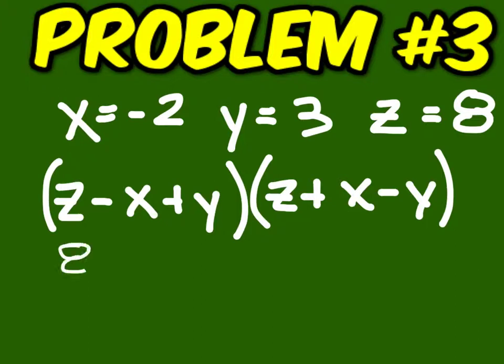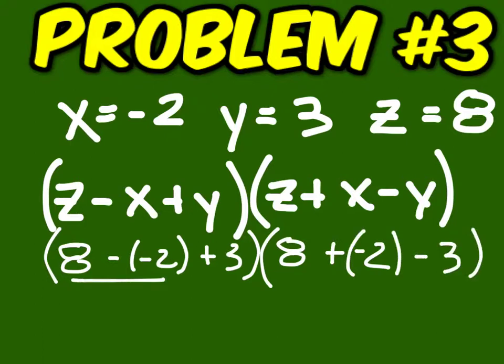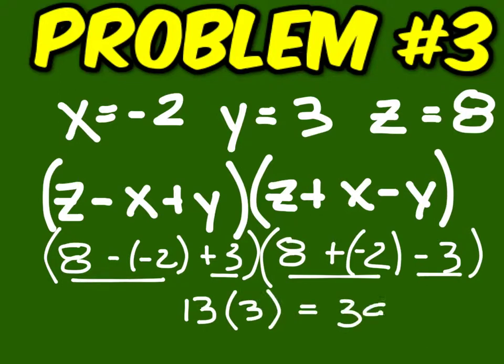Z is 8, X is a negative 2, Y is 3, and then over here you're going to have 8 plus a negative 2, then minus 3. That's a 10, plus 3 is 13, that's a 6, and then a 3, so you should get 39.